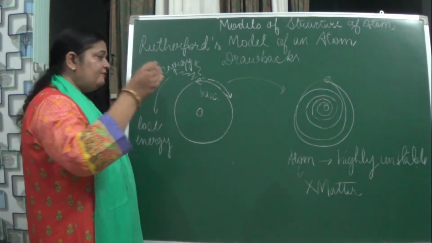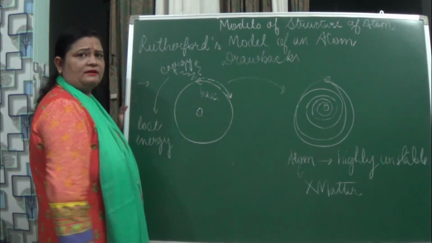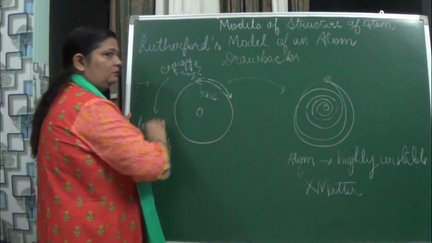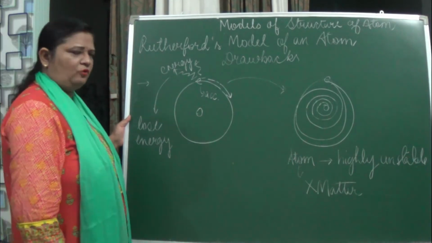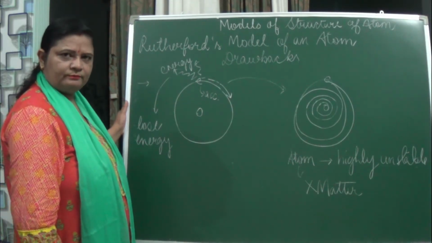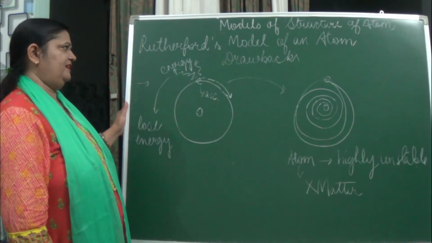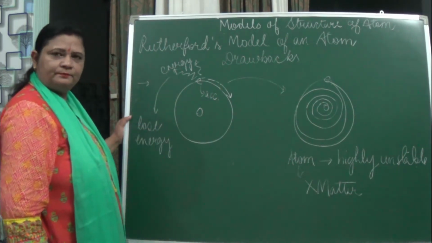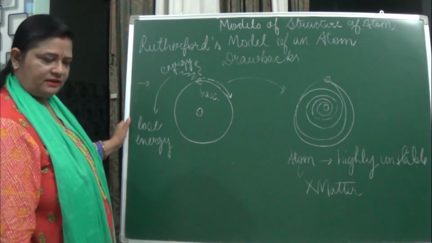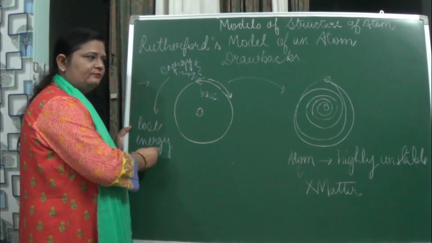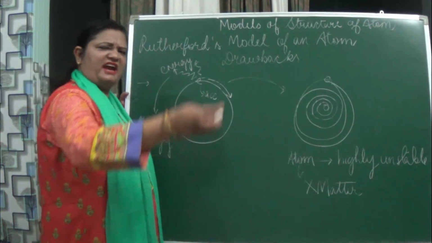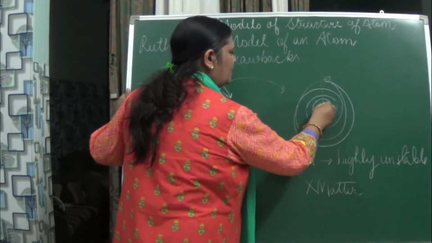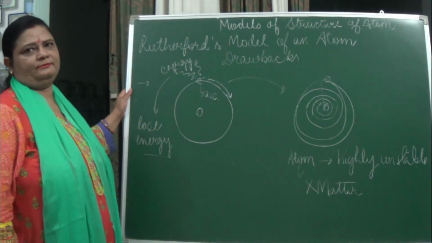Okay, so if these positive particles are present in the center, it's okay. Electrons are revolving around the nucleus. Naturally, if it is revolving, it is accelerating. And if it is accelerating, naturally what will happen? It will release energy, and if it is releasing energy, naturally it is losing energy. And if it is losing energy and going on moving, naturally a time will come when it will fall into the nucleus of the atom.